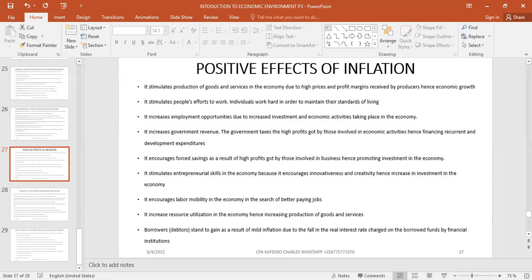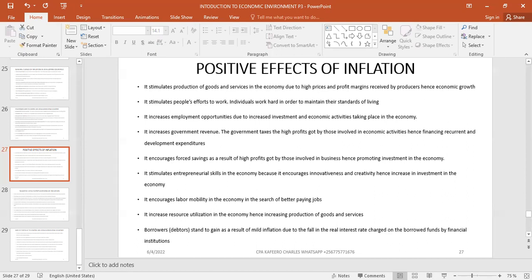It stimulates people's effort to work. I said if the price of the commodities are high, then we expect people to be working so that they can earn a living. Because when the prices are increasing, we expect you to be paying at least some amount of money. When you're paying out that amount, then we are expecting at least you have to work hard so that you can earn a good standard of living.